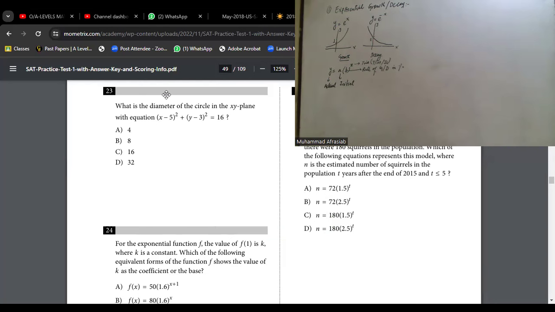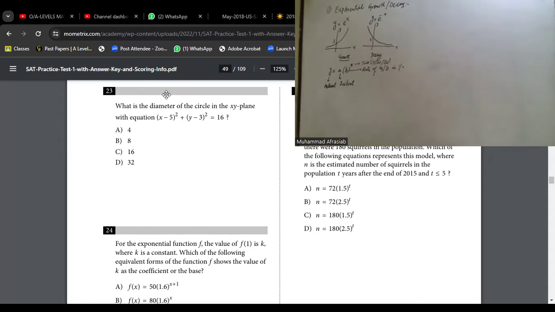A model estimates that from 2015 to 2020, at the end of each year, the number of squirrels in a population was 150% more than the number at the end of the previous year. The model estimates that at the end of 2016, there were 180 squirrels in the population. Which of the following represents the model, where n is the estimated number of squirrels in the population t years after the end of the year 2015, and t is less than or equal to 5?